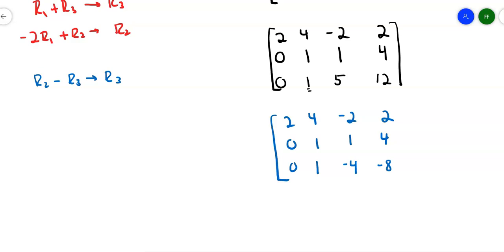Did I just say 1 minus 1 was 1? I said 1 minus 1 was 0, and I wrote a 1 in here. Okay. There we are. Beautiful.